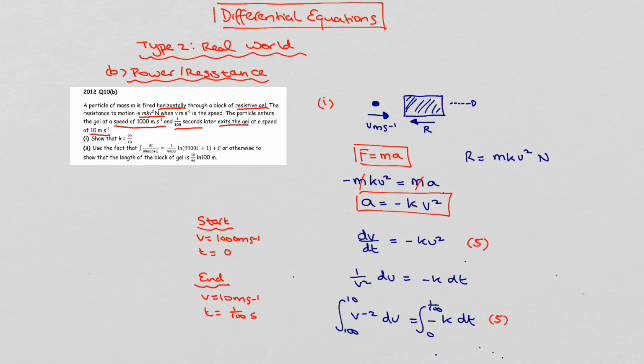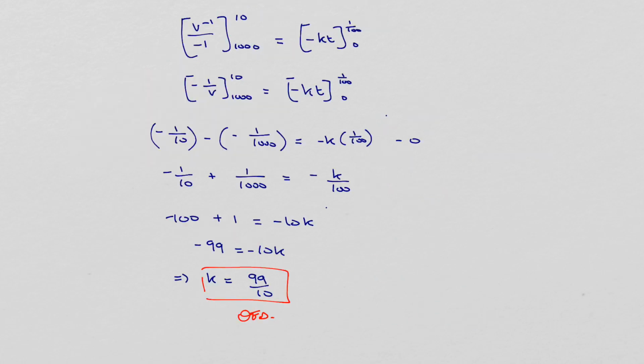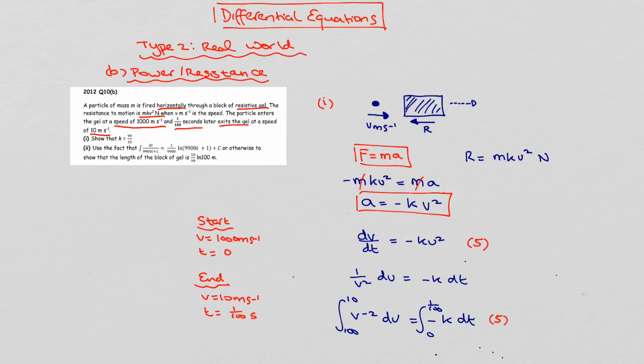And of course you can take out your constant outside the integral sign there if that's your preferred choice. We had 5 for integrating correctly, and we had 5 for getting k. So we actually had quite a lot of marks going there, 20 marks for part 1.